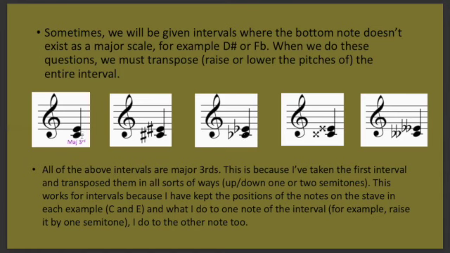Now, if I raised it by two semitones, which is this double sharps example, it's still a major third. And if I had lowered it by two semitones, here, the double flats interval, it's still a major third. So all of the above intervals are major thirds. This is because I've taken the first interval and transposed it in all sorts of ways, up or down one or two semitones. This works for intervals because I've kept the positions of the notes on the stave in each example, C and E. And what I do to one note of the interval, for example, raise it by one semitone, I do to the other note too. And that is the key.